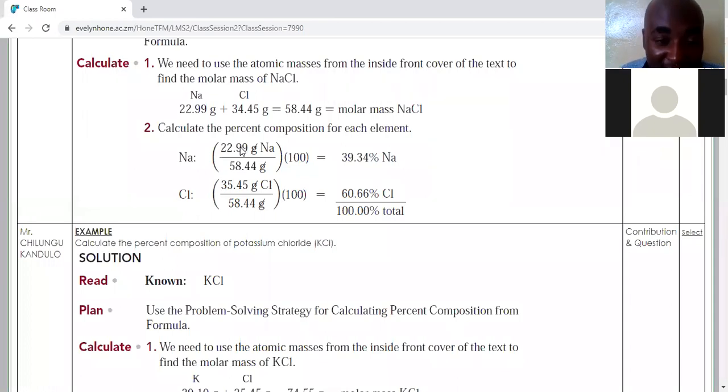So 22.99 over 58.44 times 100, you get that percent. Then for the chloride ion, you get the other percent. The idea of percentages is that they should add up to 100. They should always add up to 100. If you get 99.999, when you round off that 99.99, it's also just 100.